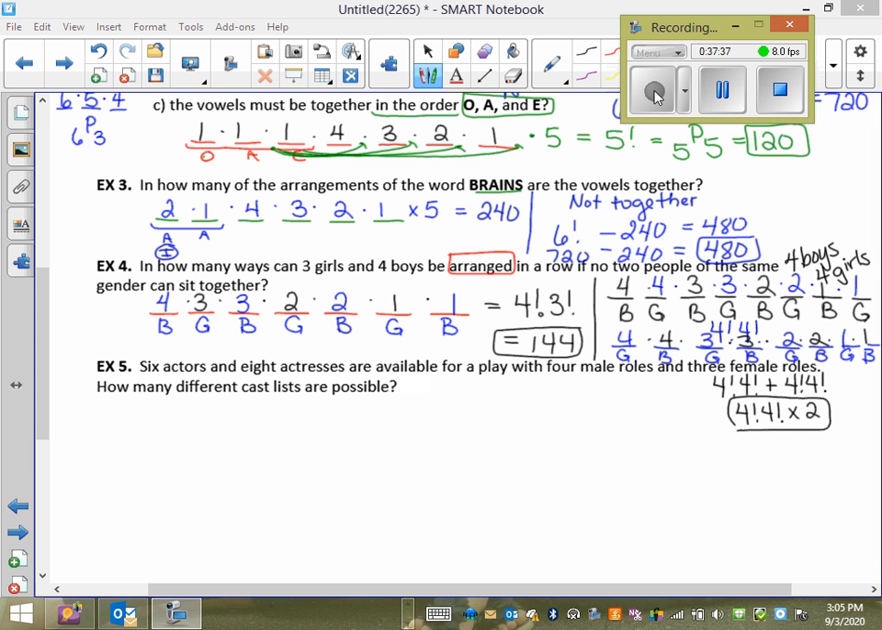Can you square factorials? No. Well, yeah, you should be able to, if you put in brackets. If you don't put in brackets, it depends on the calculator. Yours might be okay. So what's 4 factorial times 4 factorial times 2? 1,152.